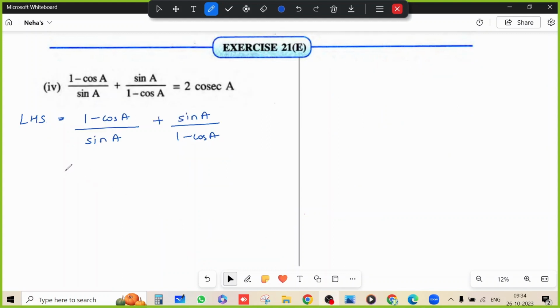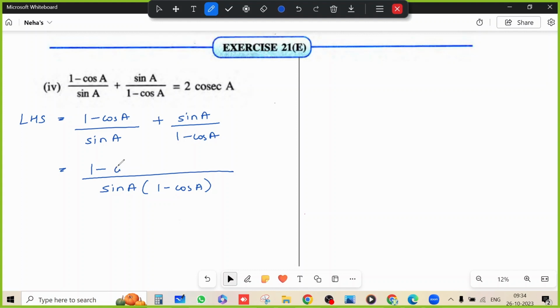The left hand side of question number 4 is (1 minus cos A) divided by sin A plus sin A divided by (1 minus cos A). So first we will find out the LCM, which will be the product of the two denominators. So it will be sin A into (1 minus cos A). The numerator here will get multiplied with (1 minus cos A).